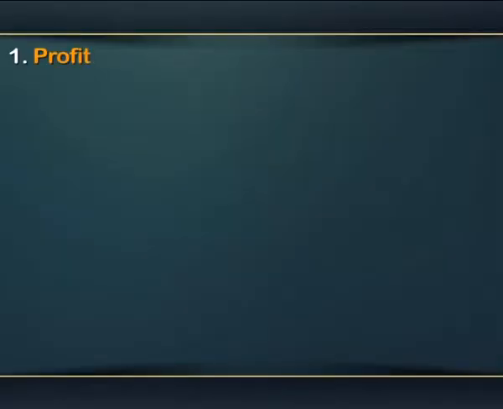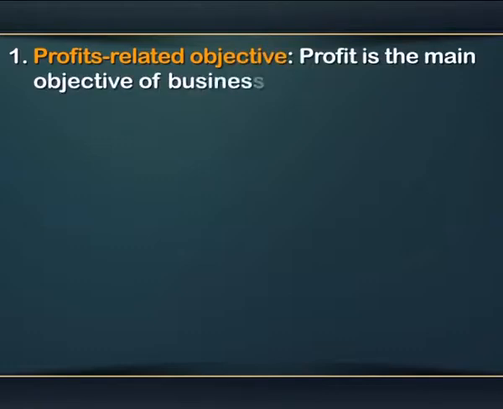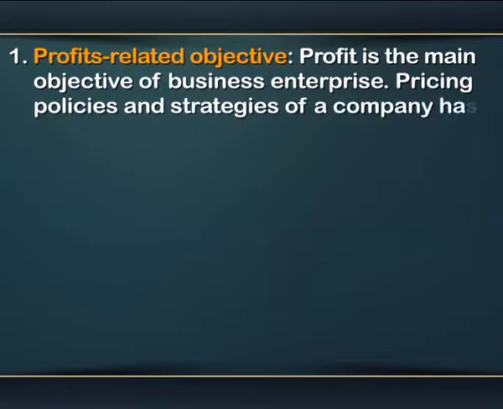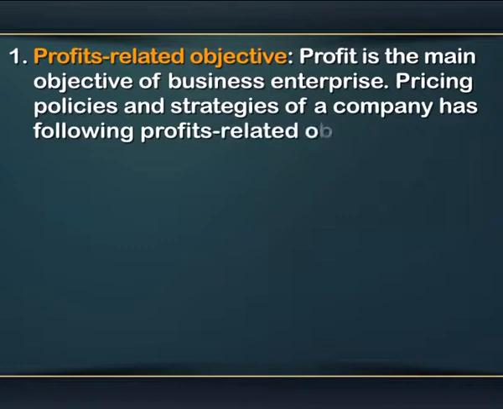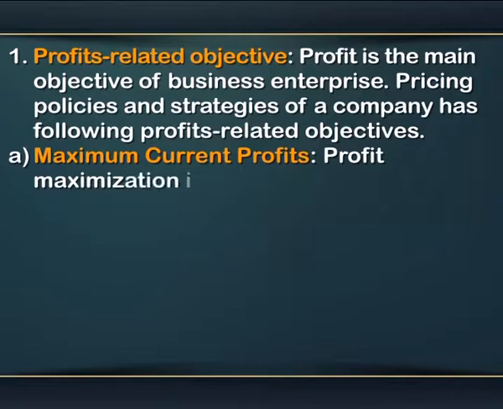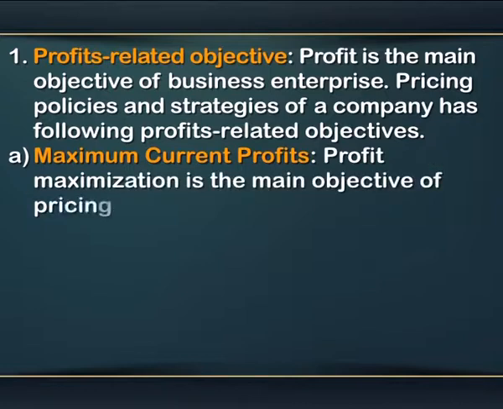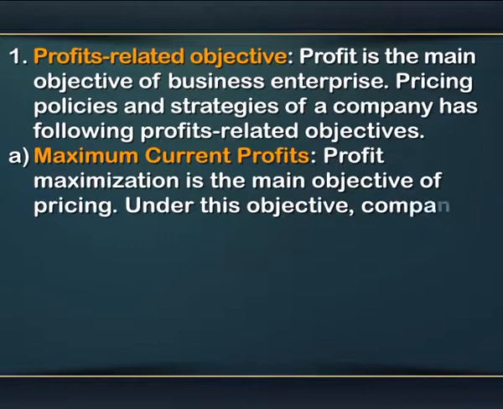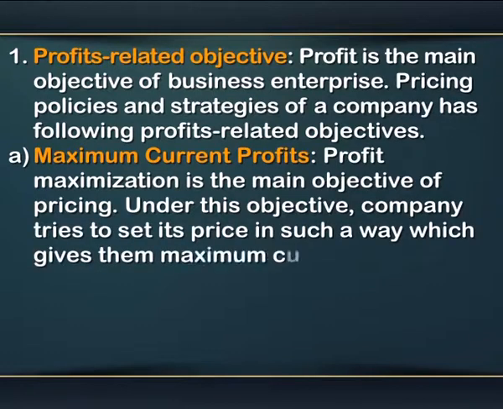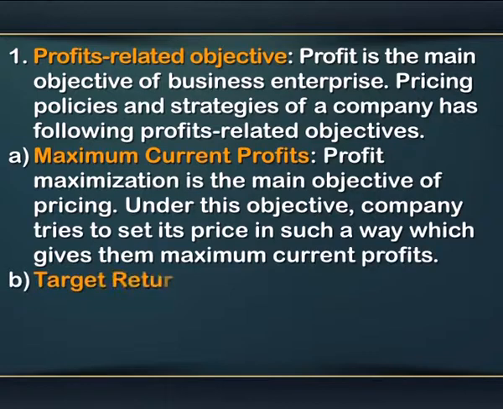Objectives of pricing. Objectives of pricing are divided into 5 categories. First, profits related objective. Profit is the main objective of business enterprise. Pricing policies and strategies of a company has following profits related objectives. A. Maximum current profits. Profit maximization is the main objective of pricing. Under this objective, company tries to set its price in such a way which gives them maximum current profits.